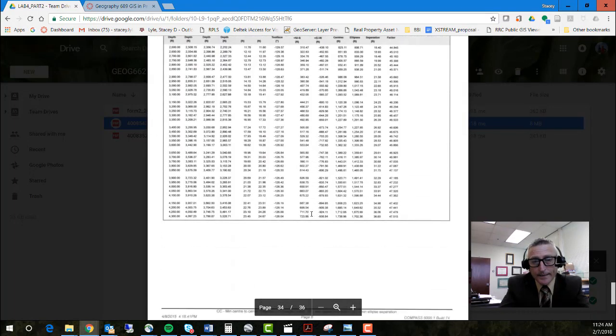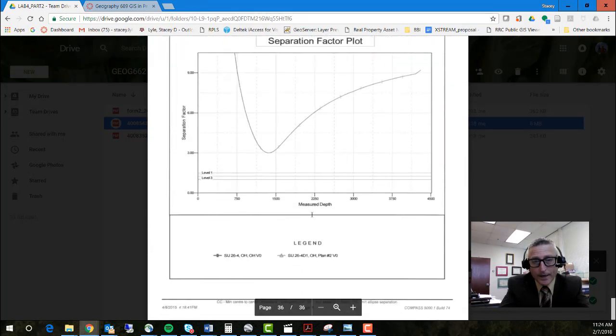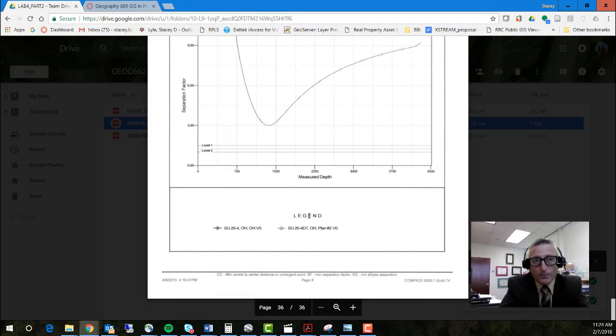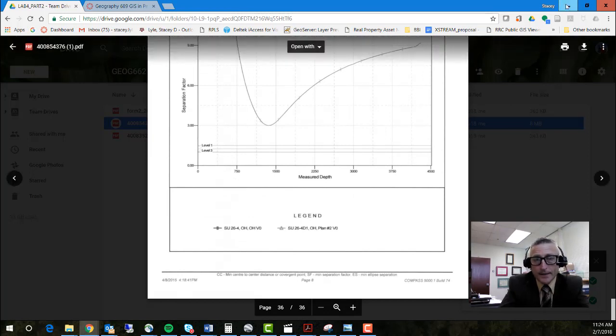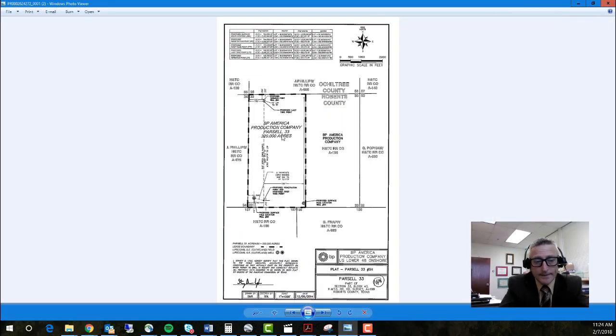Did they draw it in the as-drilled? Was it put into there so that we have it in a 3D sense? Well, probably not. So that's something where we could use the GIS from that element. So, looking at, here's another example.